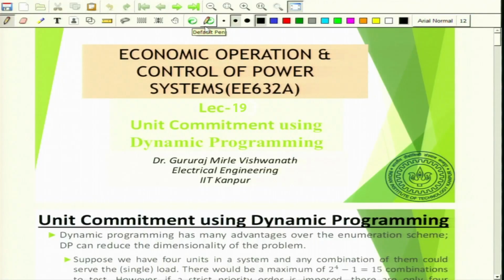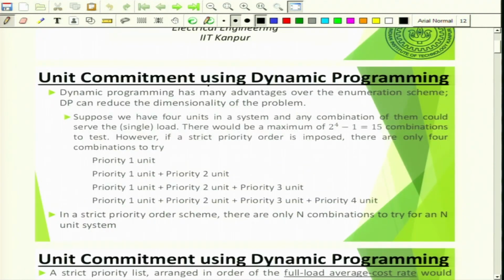In today's class we will discuss the unit commitment problem solved using the dynamic programming approach. So dynamic programming, as we have covered in the previous classes, has many advantages over the enumeration scheme. The dynamic program can reduce the overall dimensionality of the problem.